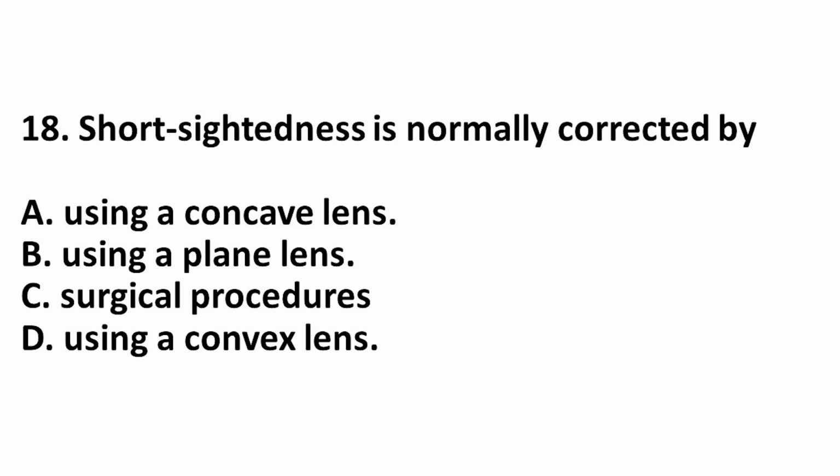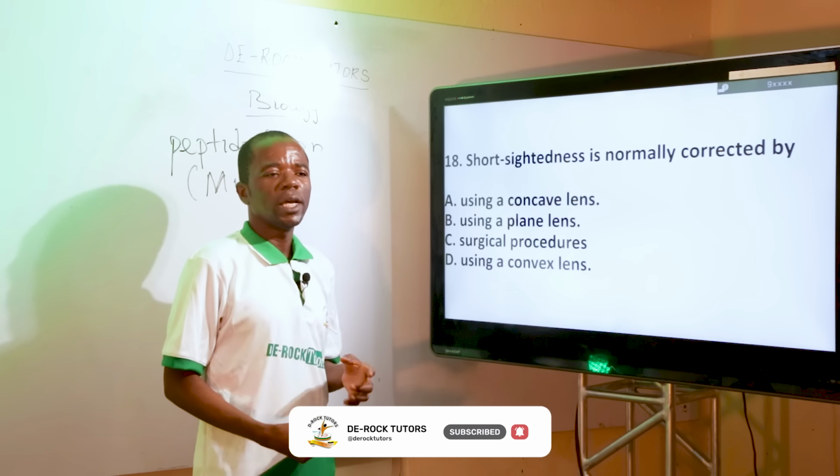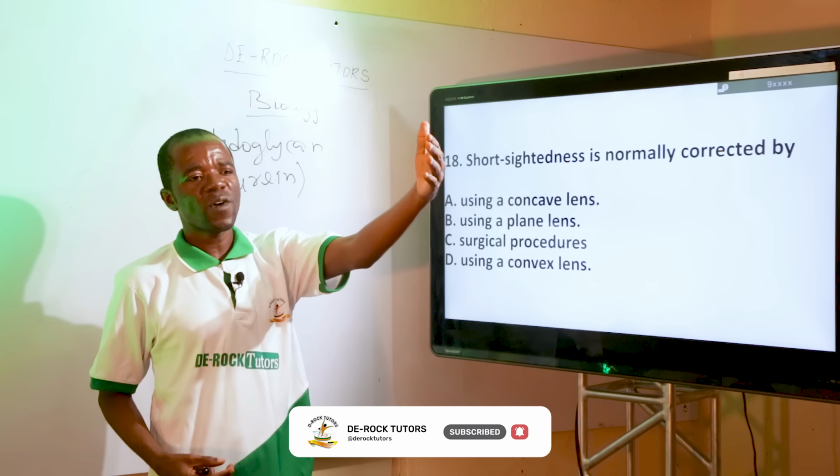Short-sightedness is normally corrected by, now, what is short-sightedness? Short-sightedness is also called myopia. That is the inability of a person to see far objects.